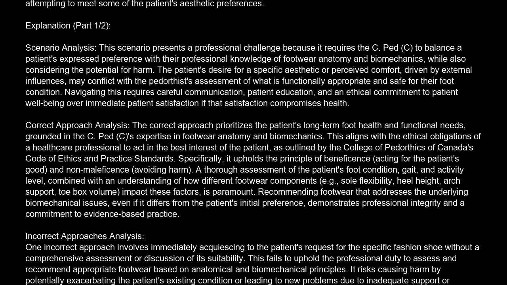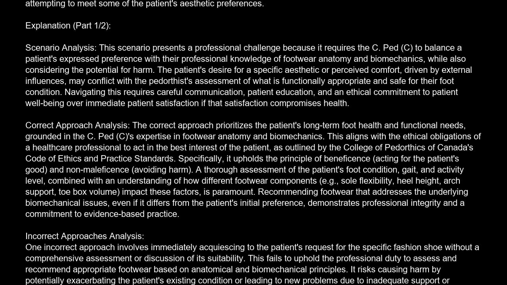The correct answer is B. Conduct a thorough biomechanical assessment of the patient. Explain how the specific features of the requested fashion sneakers, e.g., sole flexibility, heel-to-toe drop, toe box volume, may negatively impact their plantar fasciitis and pronation, and collaboratively explore alternative footwear options that offer appropriate support and cushioning while attempting to meet some of the patient's aesthetic preferences.